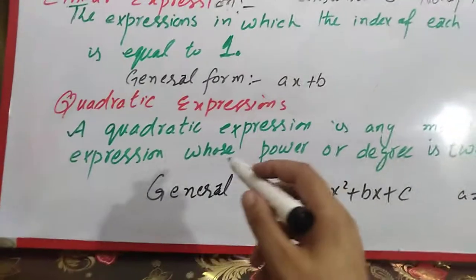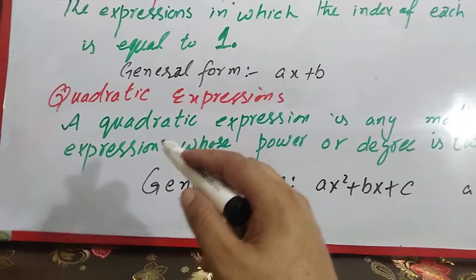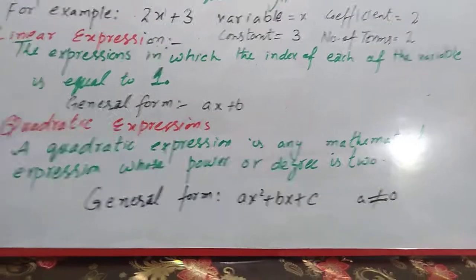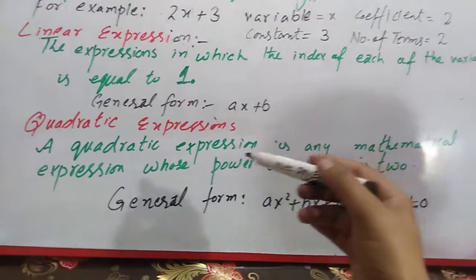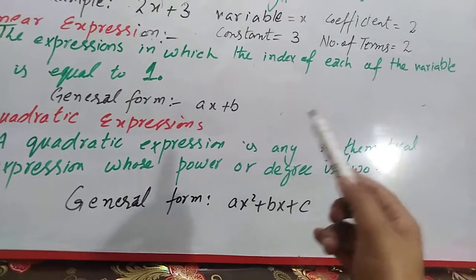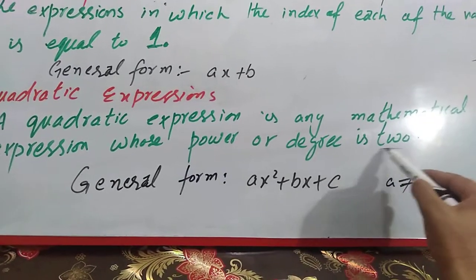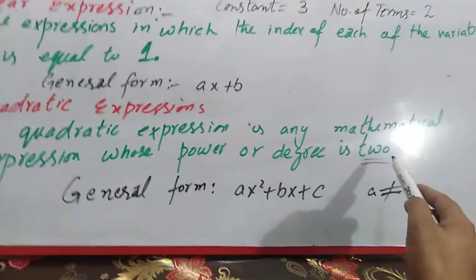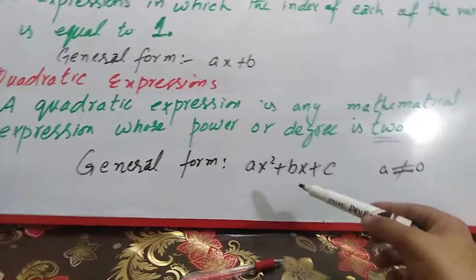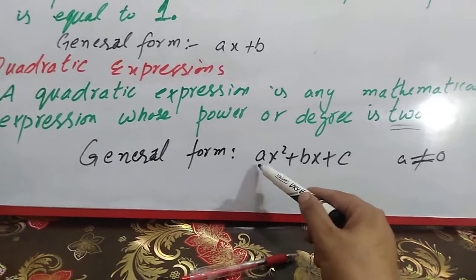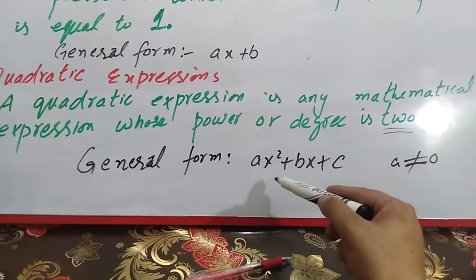Okay, now proceed to the topic of the exercise, quadratic expression. A quadratic expression is any mathematical expression whose power or degree is 2. Means such type of algebraic expression where the highest power of the variable is equal to 2, then these are called quadratic expressions. Over here I have written the general form of a quadratic expression, ax square plus bx plus c. This is the general form of a quadratic expression.